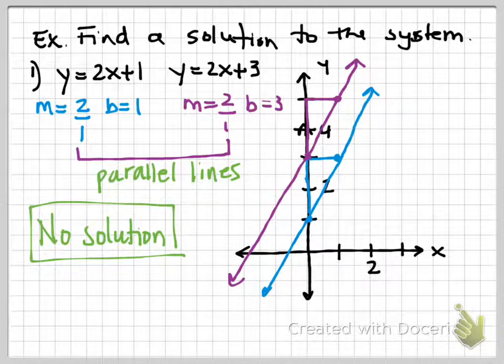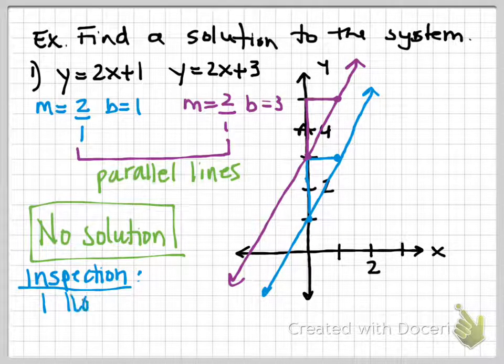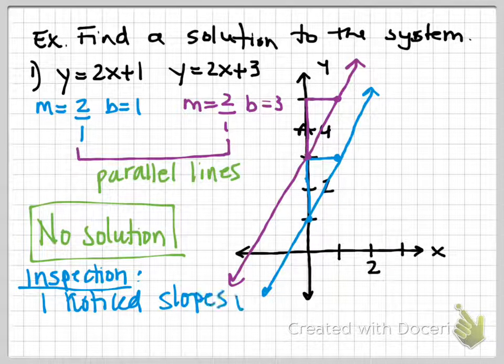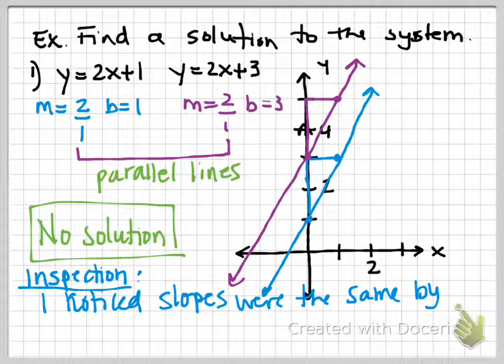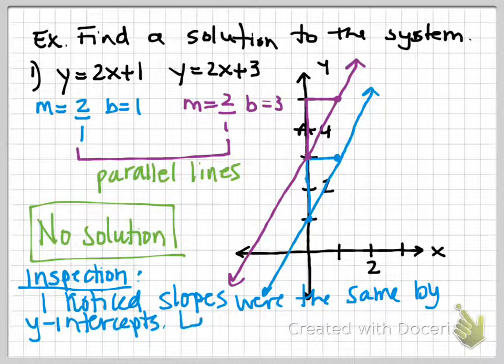And you know that if lines are parallel, they'll never intersect, so there would be no solution. So if you recognize and say the slopes are the same, but the y-intercepts are different, therefore there's no solution, that gets you out of having to graph it. Okay? So I'm going to write that piece down. Inspection says, upon looking at my equations, I noticed slopes were the same, but y-intercepts were different. Lines would be parallel.